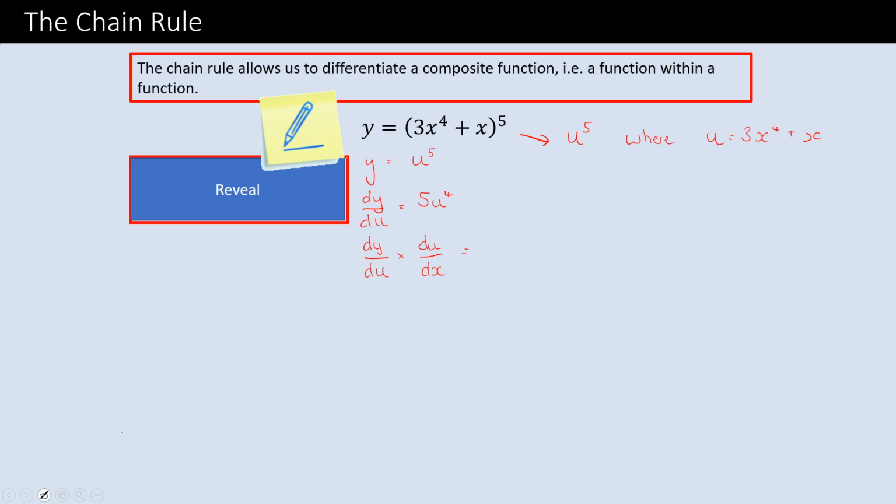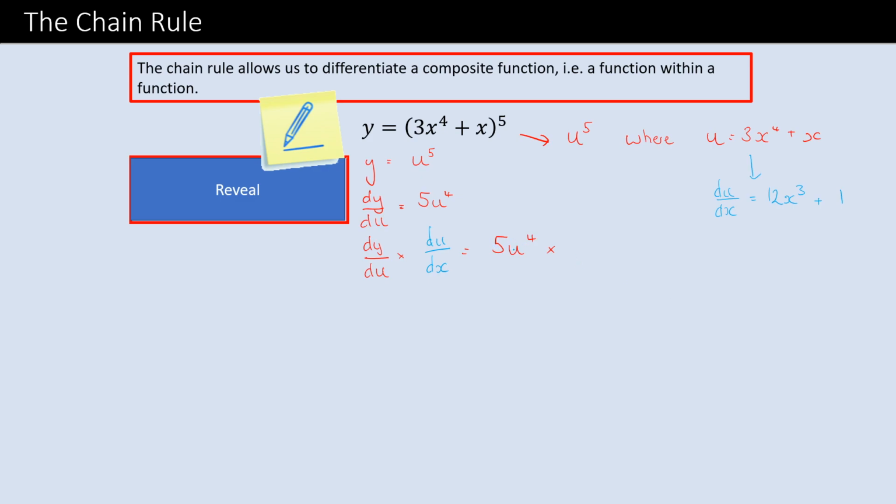I'm going to do that du by dx in a different color just to make it stand out a little bit more. So we're going to do du by dx. The dy by du, we've done that. That's just 5u to the power of 4. And now we're going to times by du by dx. Now, du by dx is going to be equal to, well, we're just going to differentiate this normally. So we're going to have 3 times 4, which is 12, x to the power of 3 plus 1.